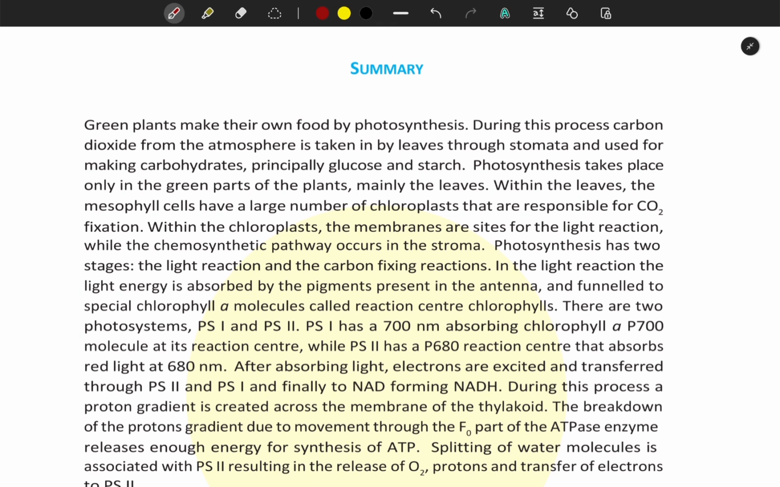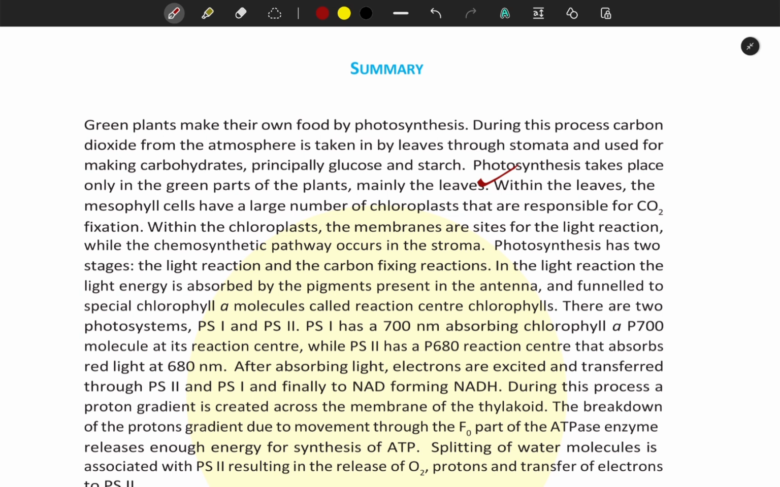Green plants make their own food by photosynthesis. During this process, carbon dioxide from the atmosphere is taken by leaves through stomata and used for making carbohydrates, principally glucose and starch. Photosynthesis takes place only in the green parts of the plants, mainly the leaves. Within the leaves, the mesophyll cells have a large number of chloroplasts that are responsible for CO2 fixation. Within the chloroplast, the membranes are sites for the light reaction, while the biosynthetic pathway occurs in the stroma. Photosynthesis has two stages, the light reaction and the carbon fixing reactions.